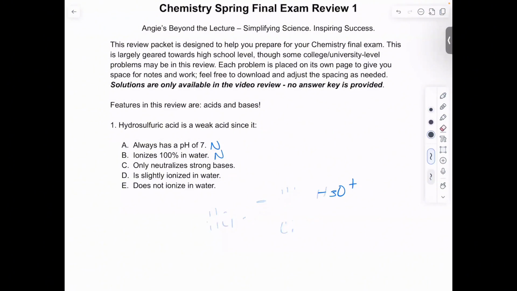That's a false statement. C, only neutralizes strong bases. That should send up a red flag whenever you see only or always or never, right? Some very stringent criteria for that answer.